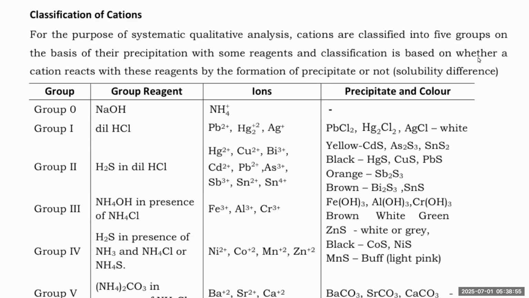Let's start with the classification of the cations. How do we identify various ions using this wet test? Mainly, cations are classified into five groups on the basis of their precipitation with some reagents. The classification is based on whether a cation reacts with a reagent to form a precipitate or not, that is, Ksp value differences or solubility differences.